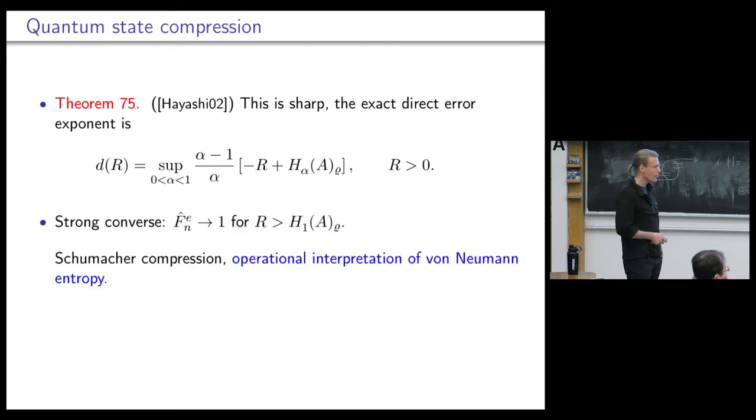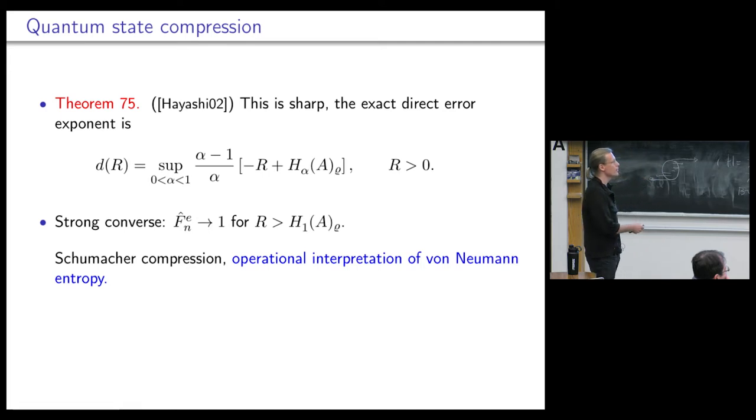And for the converse, remember that in state discrimination we had a direct part and the converse part, and we have established exponents for both. The situation is not as good in the state compression case. What we can establish is that, this should be smaller. If we try to compress the source more than the entropy, than the von Neumann entropy, then this error is going to go to 1 exponentially fast. This means that this problem has a strong converse property, and the von Neumann entropy is a sharp threshold for the change of the behavior for rates below and above.